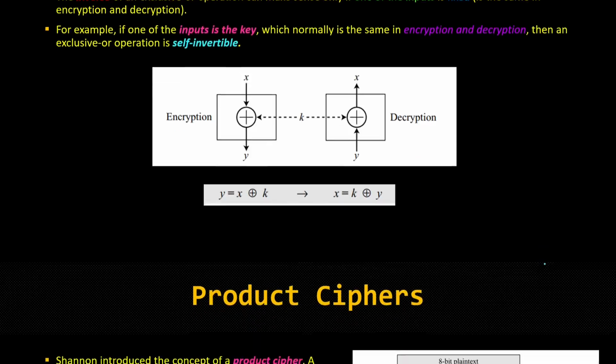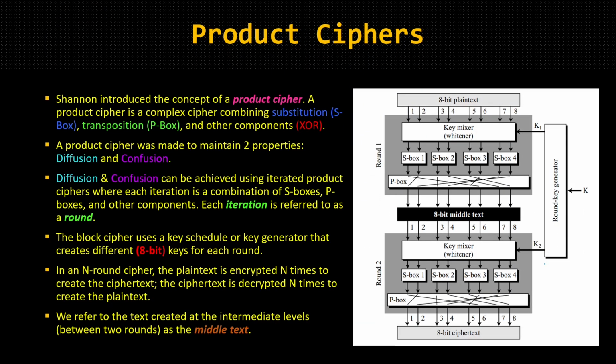Okay. Now moving on to the product ciphers. Now Shannon introduced the concept of a product cipher. A product cipher is a complex cipher combining substitution (S box), transposition (P box), and other components like the XOR that we have seen. So a product cipher was made to maintain two properties, that is the diffusion and confusion we have just discussed. This diffusion and confusion can be achieved using iterated product ciphers, where each iteration is a combination of S boxes, P boxes, and other components as well.